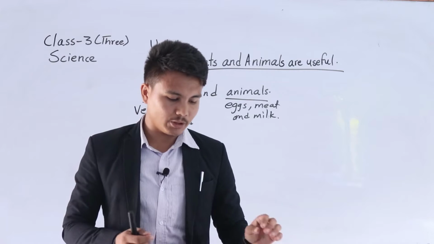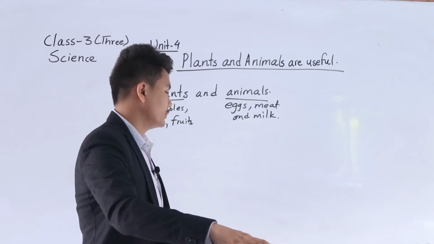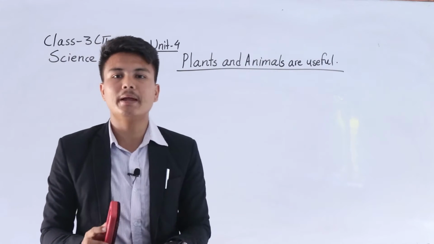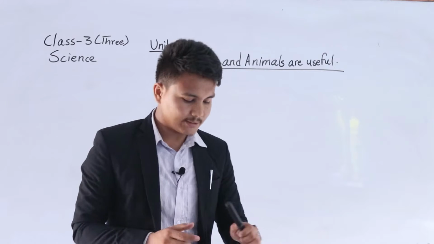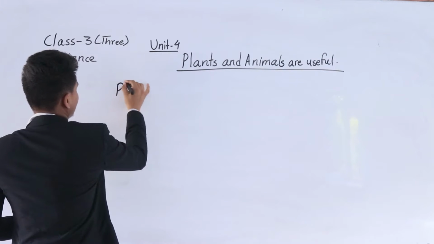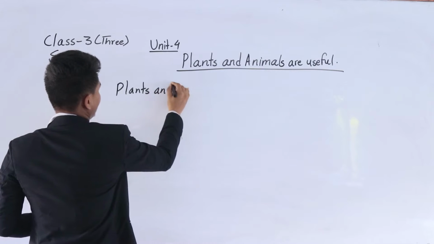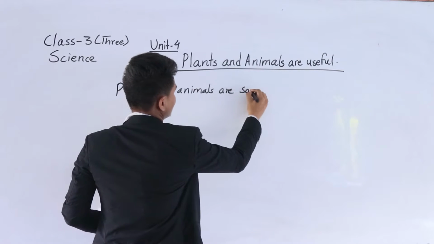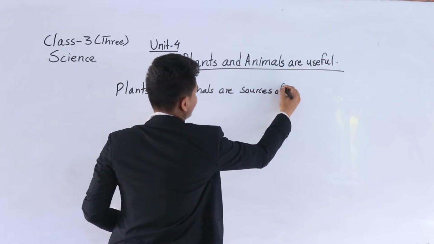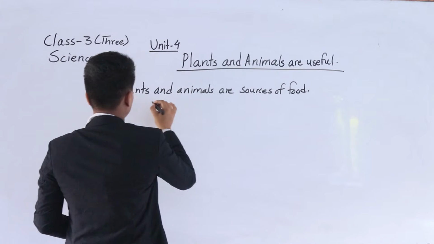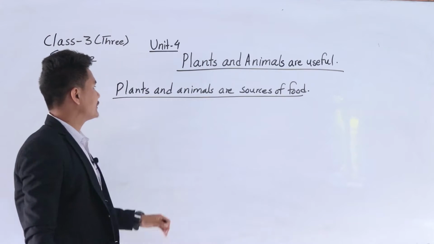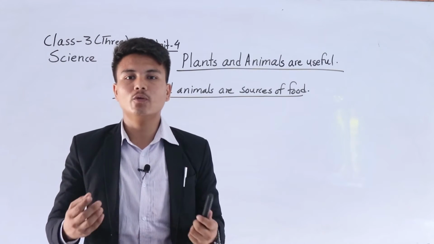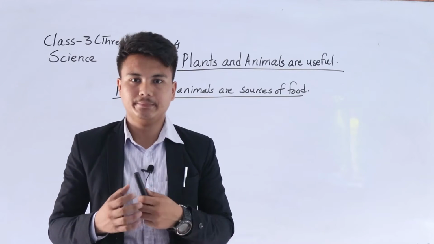So let's start our main topic. Plants and animals are sources of food. This is the main topic of today's class. Let's write it: plants and animals are sources of food. We eat various types of plants and animals as a source of food. Why do we need food? We need food to get energy and to grow our body.